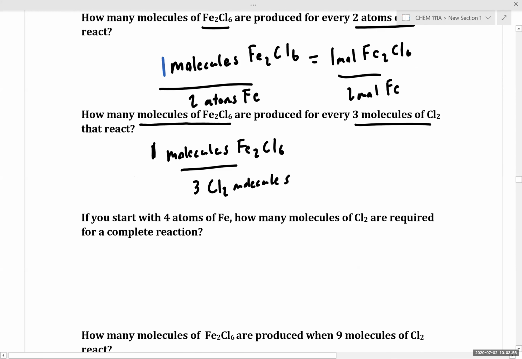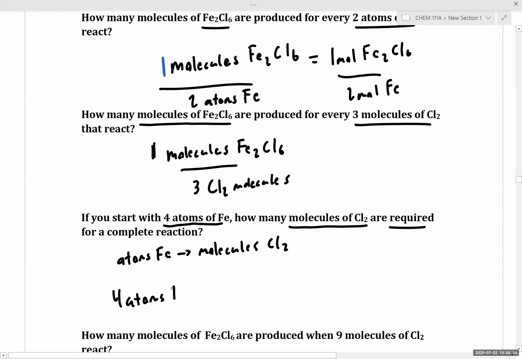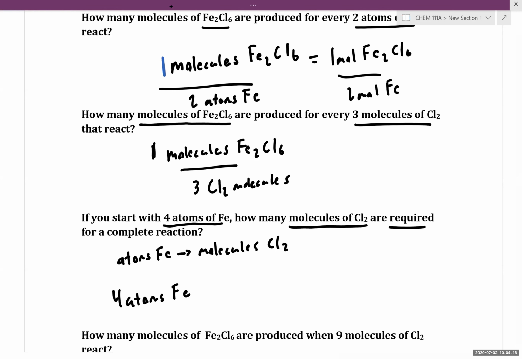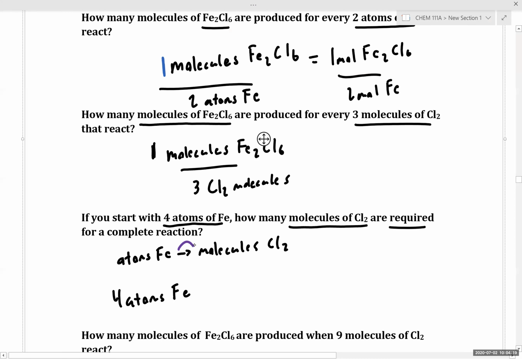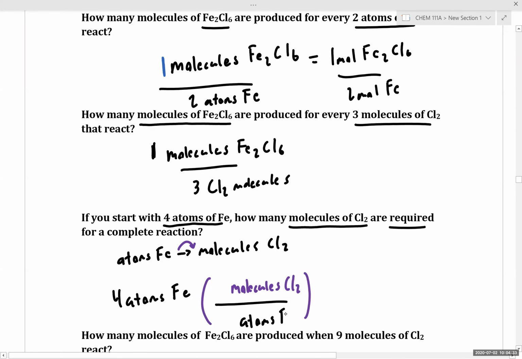Okay, continuing on, if we start with 4 atoms of iron, how many molecules of chlorine are required? So we're trying to go from atoms of iron to molecules of chlorine. Just thinking about conversion logic, molecules of chlorine needs to be on top. In order to cancel, atoms of iron needs to be on the bottom of our stoichiometric ratio.